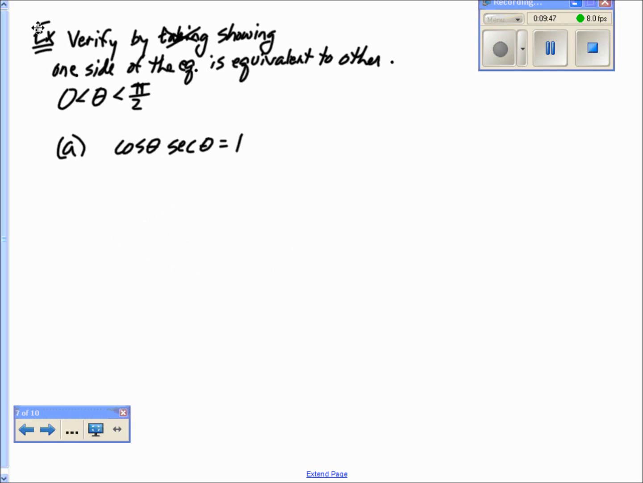So you say, well, cosine, and I like to get everything in terms of cosine and sine, almost always, right? Most of the time. I love my cosine and sine, right? Don't tell my wife.